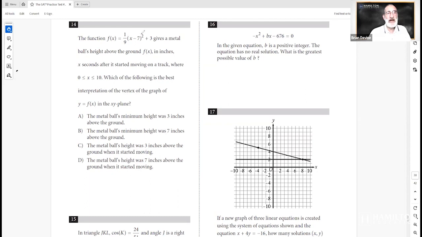Well, if I look at that graph, I know the vertex is going to be at 7, 3 because it's in vertex form. And it's a parabola that's going to open up. And so it's going to be going along this path. And the best interpretation of the vertex would be the lowest point of its path, or the minimum height it was above the ground, because that would be when x is 7. That's the minimum of that graph. So A is your best answer.